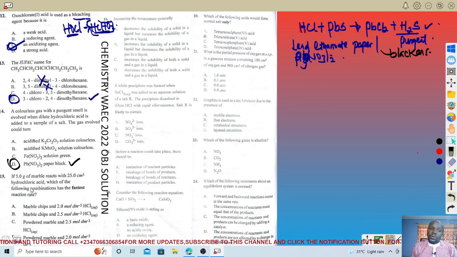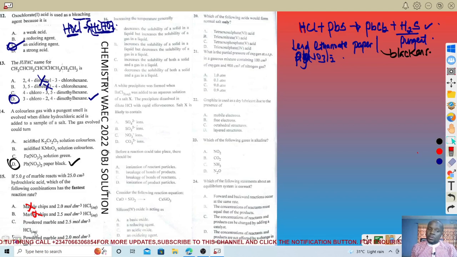The next one is 5 g of marble, g means gram, reacting with 25 cm cube of hydrochloric acid. Which of the following combinations has the fastest reaction rate? Concept of rate of reaction: the higher the concentration, the higher the rate of chemical reaction. I hope students note that. So it cannot be marble chips. It should be concentration and surface area. The higher the surface area, the higher the rate of chemical reaction. So all this is what you need to keep in mind.